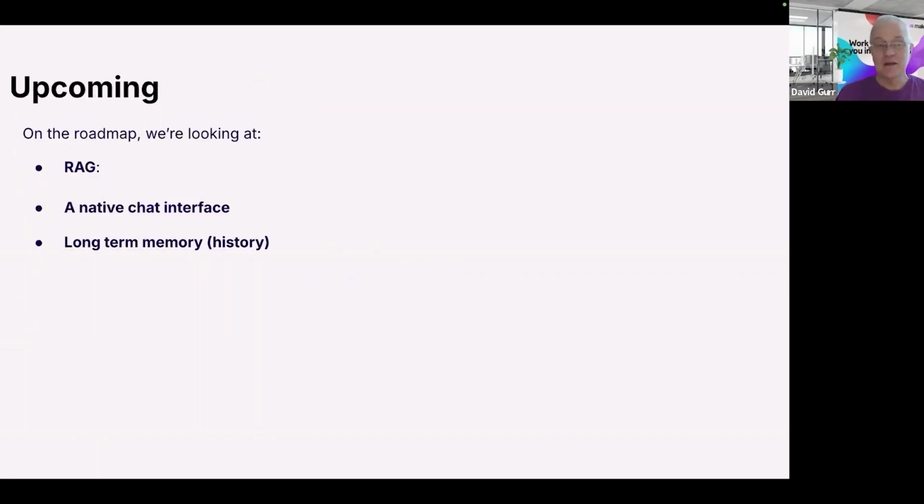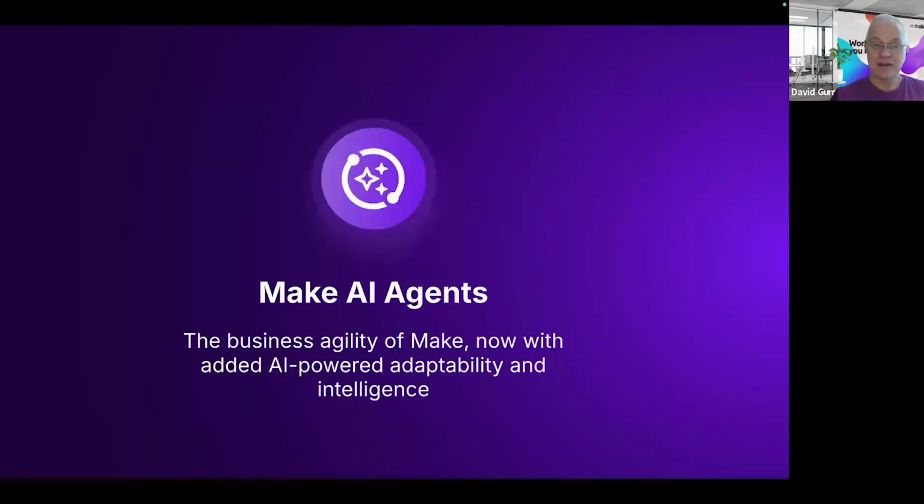But we're not stopping there. On the roadmap, we're looking at giving your agents added content and context via retrieval augmented generation capabilities, adding a native chat interface, especially useful for testing, and a long-term memory or history so that the agent that you build can learn and evolve over time. The key value here is that Make AI agents extend the business agility that you're used to in Make by bringing AI-powered intelligence, working with your existing tools to provide long-term maintainability.